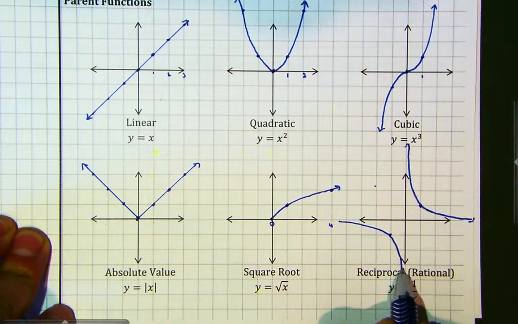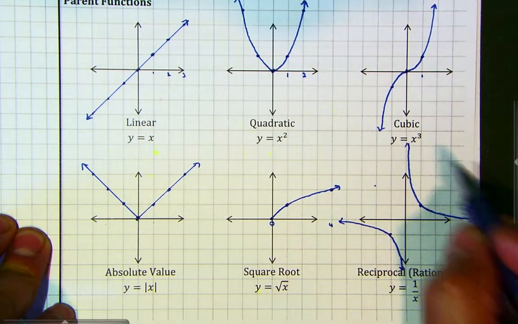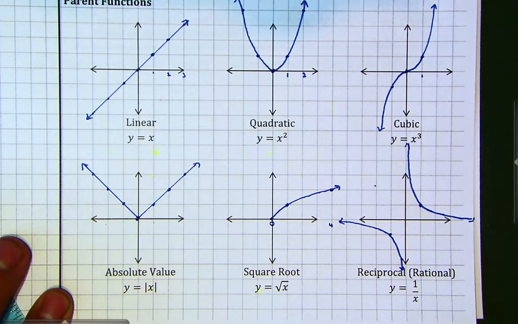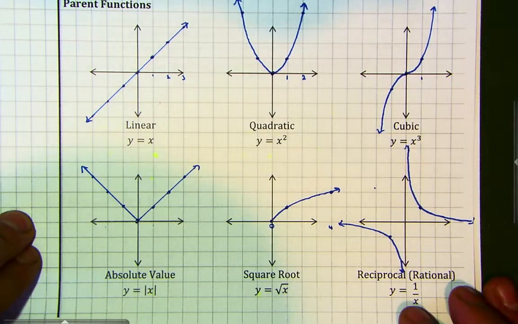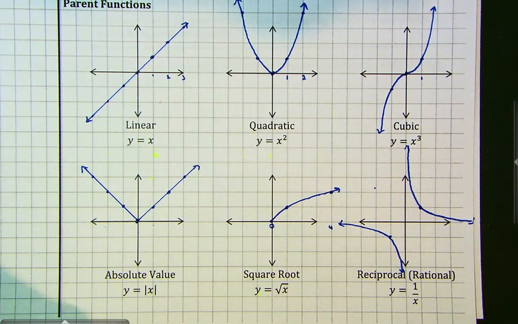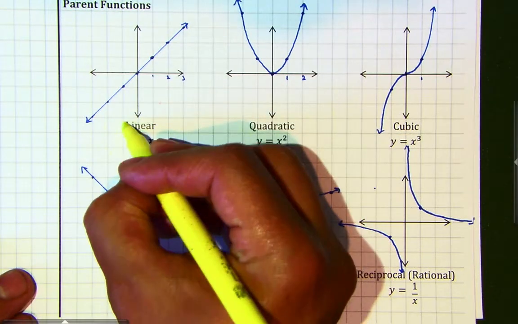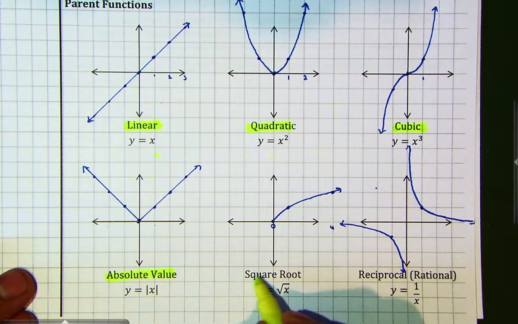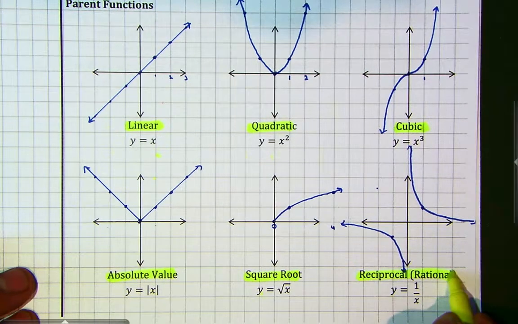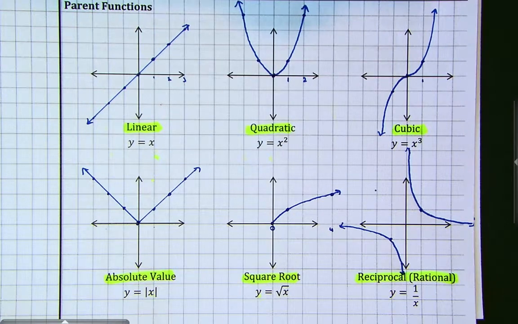So those are the parent graphs that you need to be able to know. As you move on to calculus, you need to be familiar with all these graphs and additional graphs that we're going to cover. We covered linear, quadratic, cubic, absolute value, square root, and reciprocals. And these are graphs you have from algebra 1 and algebra 2.